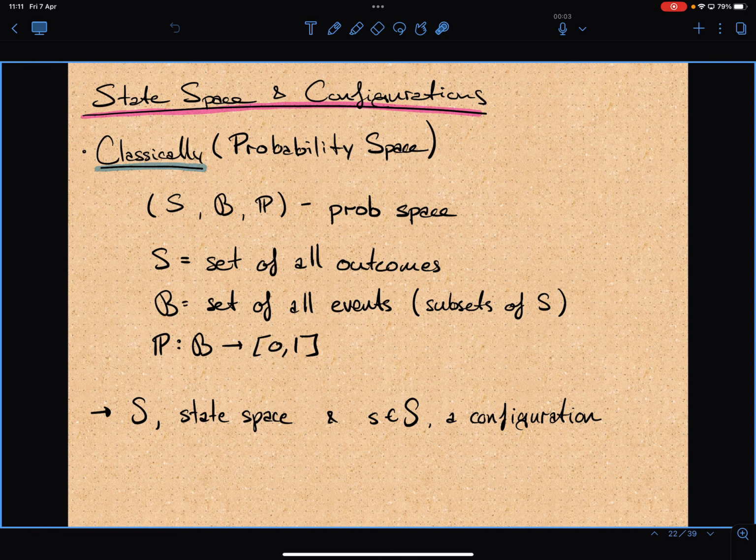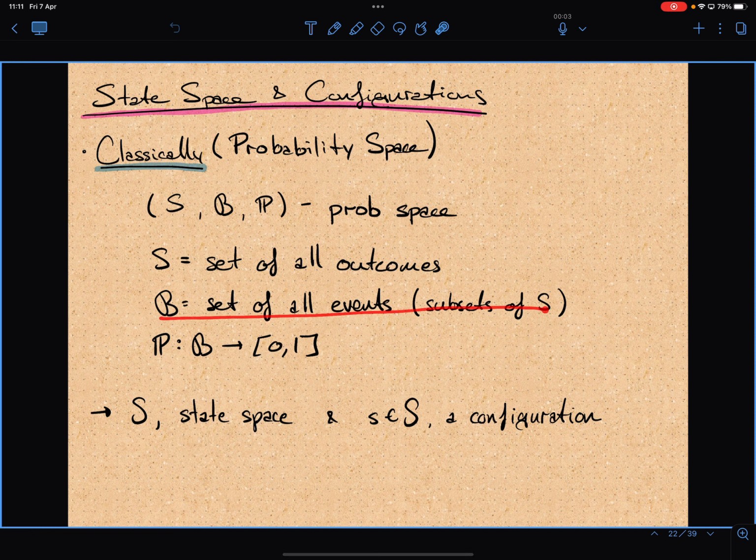And one of them was the countable additivity that I described earlier in the previous lecture. But in terms of state space and configuration, you should think of the state space as S, the set of all outcomes, and a configuration is just a specific outcome in your state space. So this is the analogy that I want to think about.